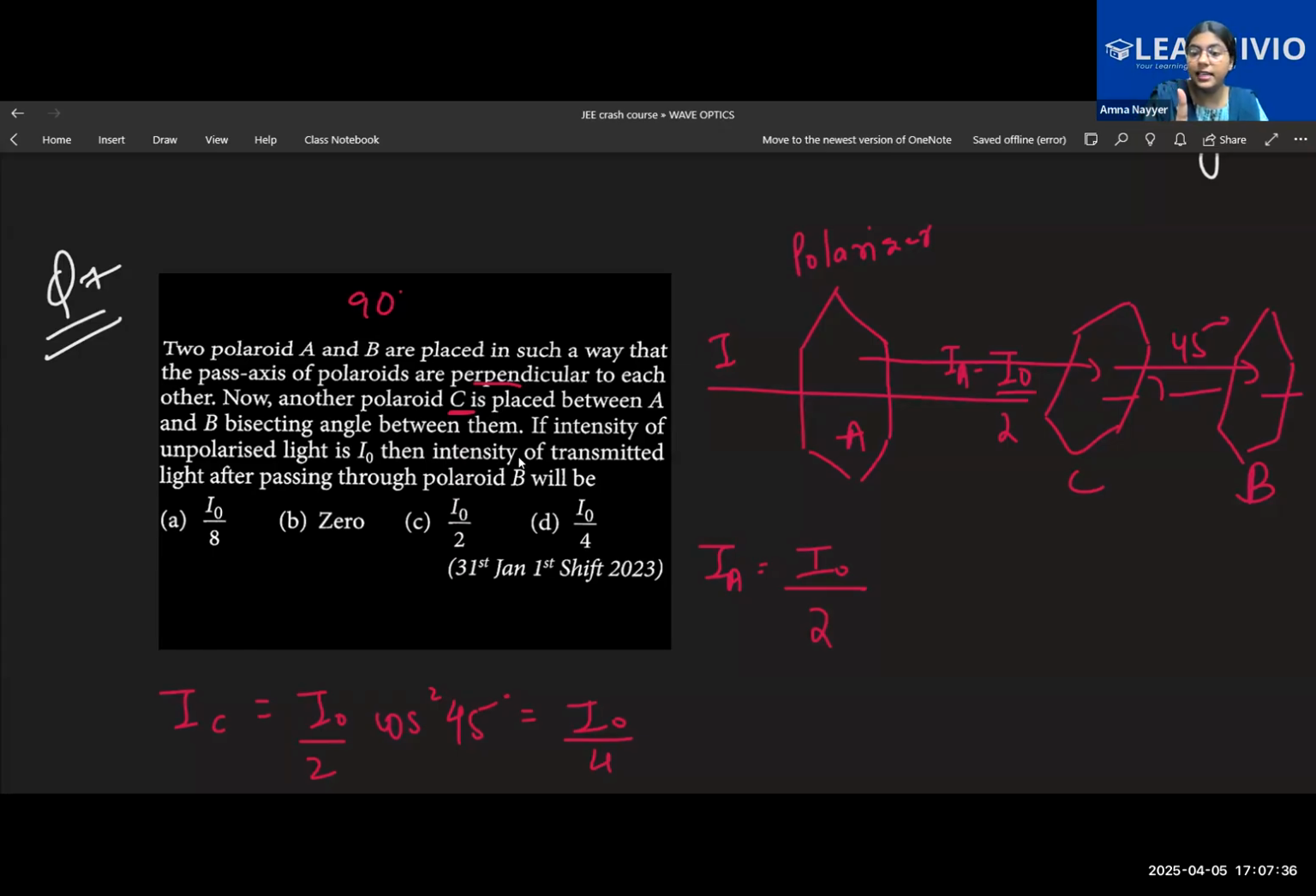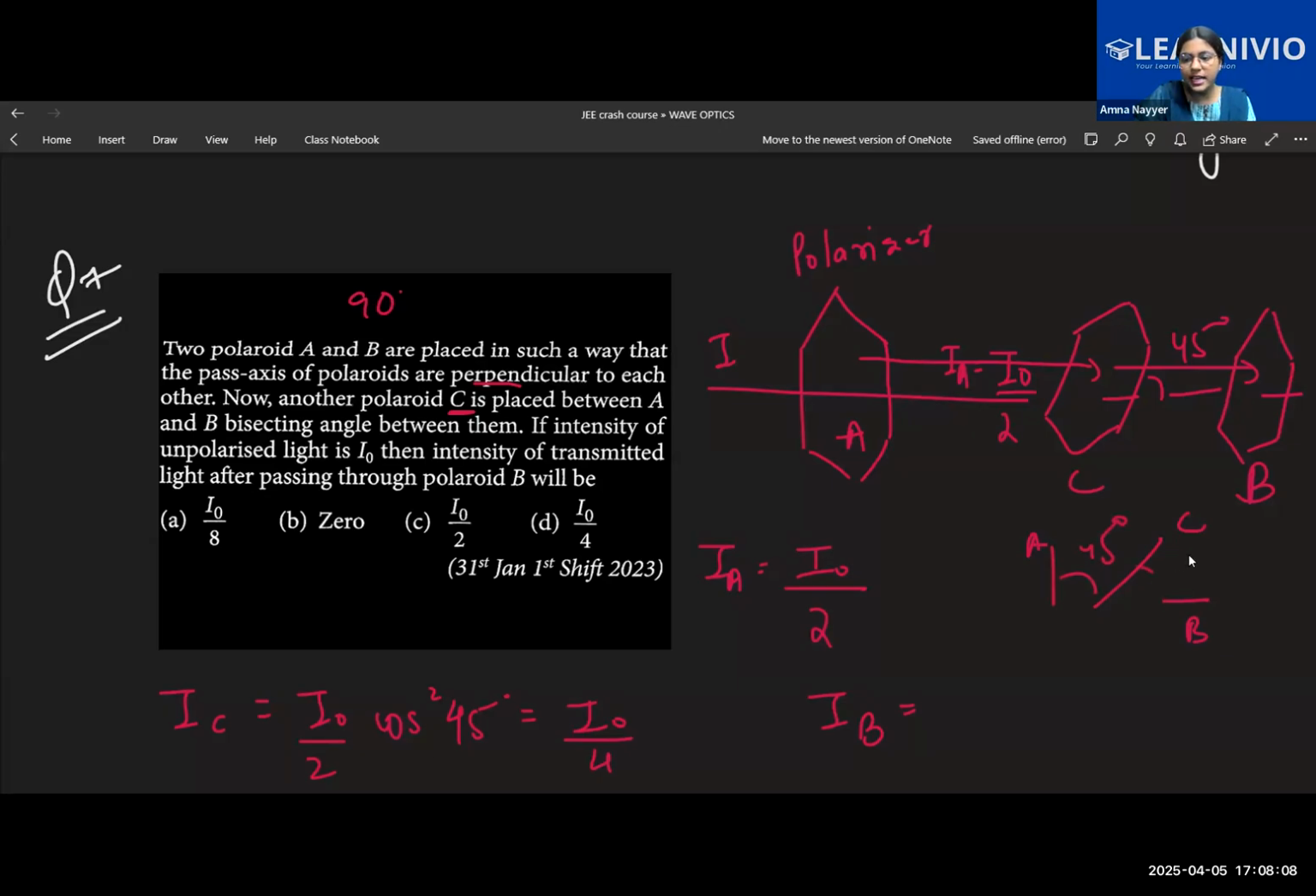If C was the answer, this would have been the final answer. But it says intensity through B. C is placed between A and B. So now what will happen? This will be further reduced. Are you getting it? Yes. So finally through B, because A and B were perpendicular to each other like this. This is A, this is B, C was put like this. So this angle became 45 degrees, and we got I naught by 4.